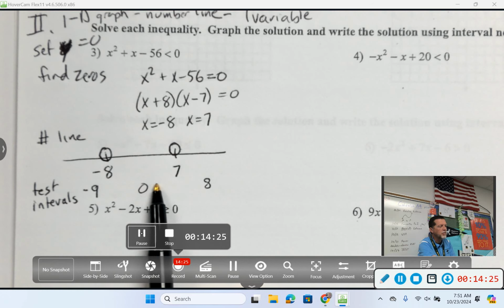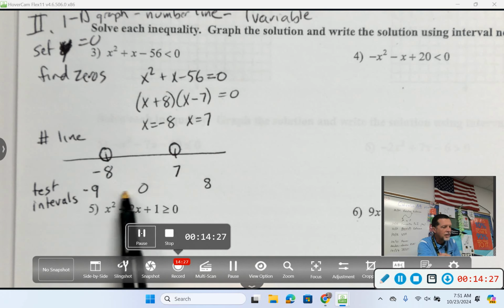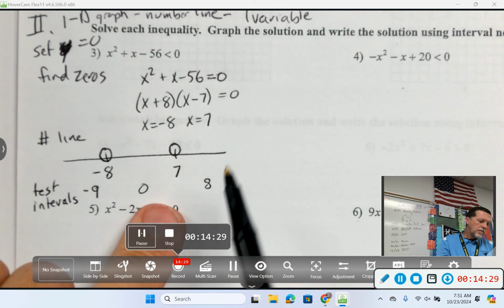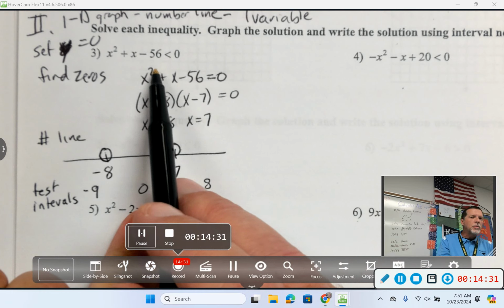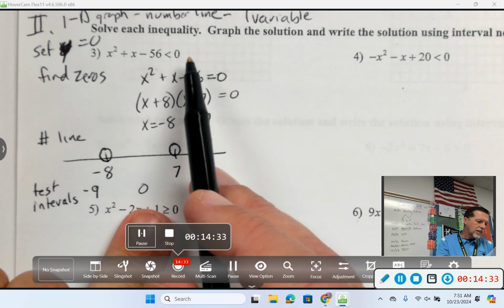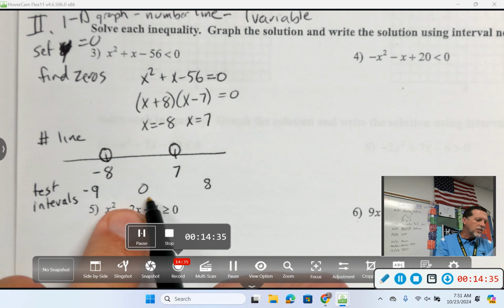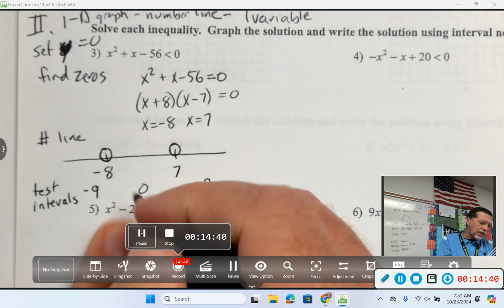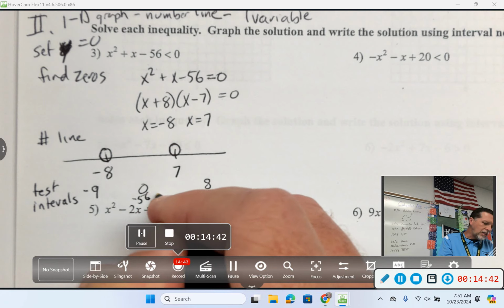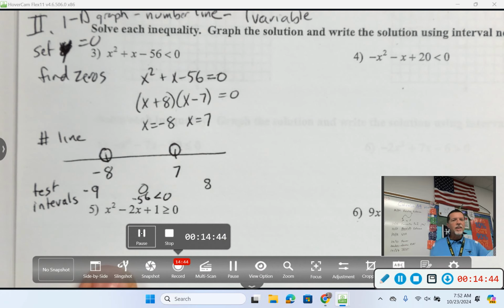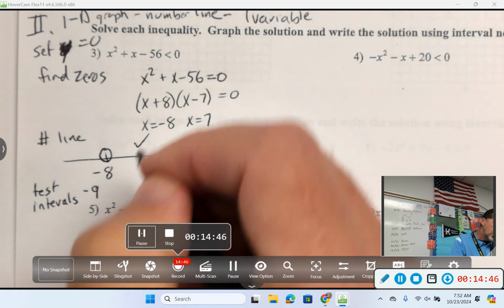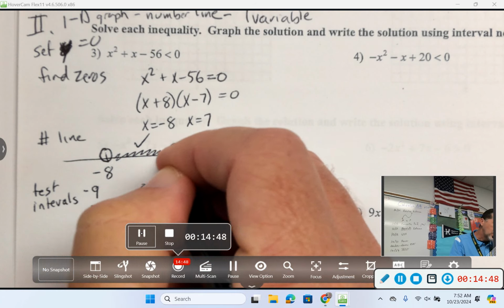If I plug in 6, 6 is a less than. Let's plug in 0. That's an easy one to plug in. If I plug in 0, I get -56, which is less than 0. That's true. So I can shade that region.